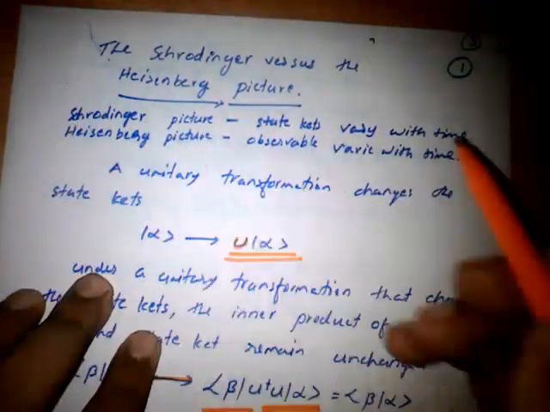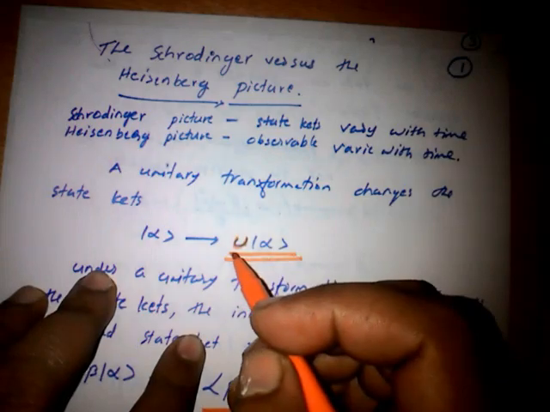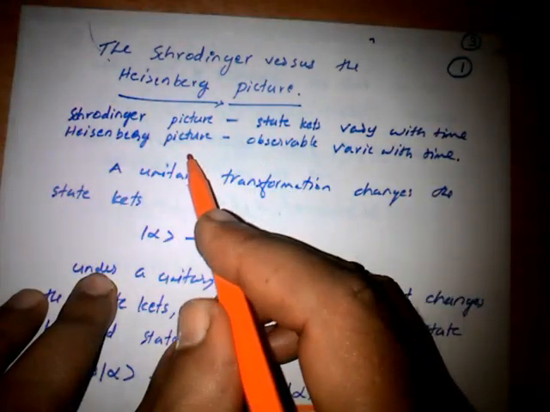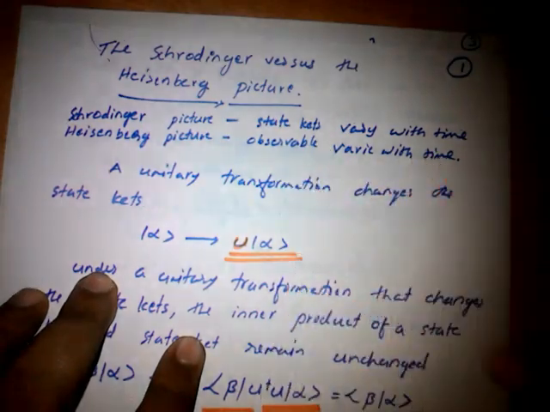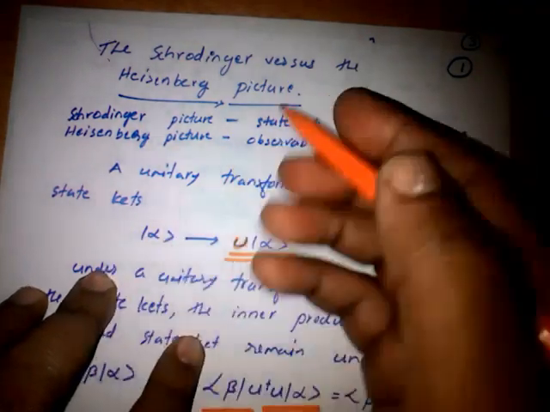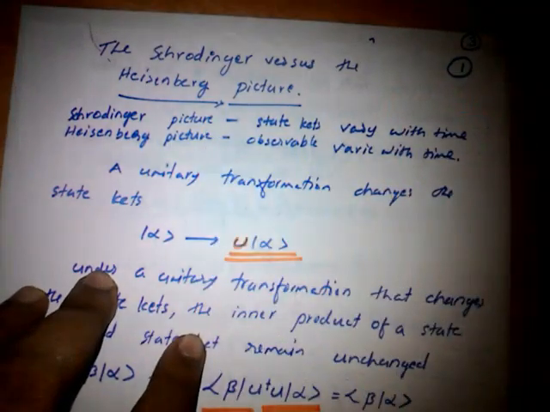Schrodinger's picture is that state kets vary with time, and Heisenberg's picture considers observables vary with time. These are two different perspectives on the same matter.